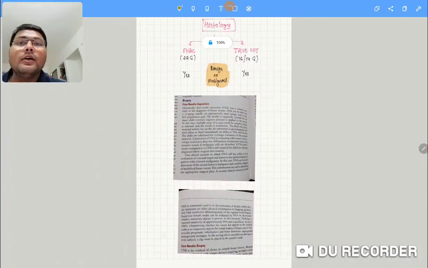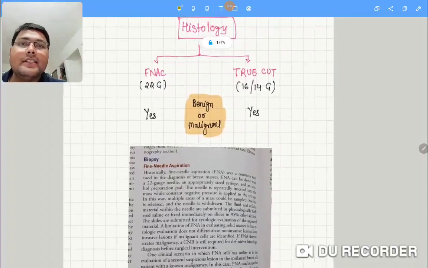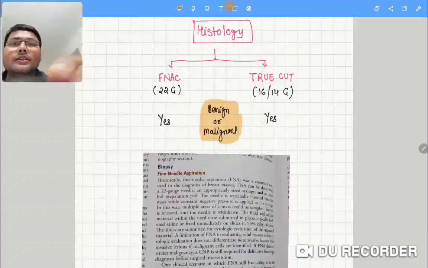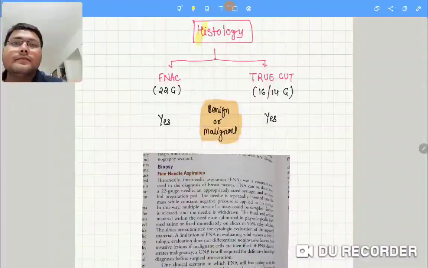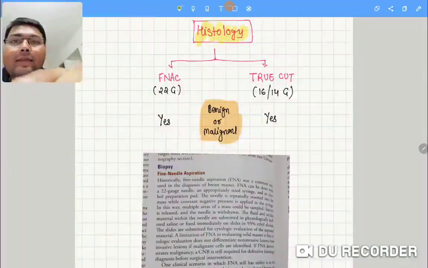Now we'll talk about the true cut and FNAC, histological investigation in a patient with a breast lump. We'll talk about the histology. So there are 2 investigations. One is FNAC and one is true cut biopsy or core needle biopsy. Yes. So we'll talk about the FNAC here.